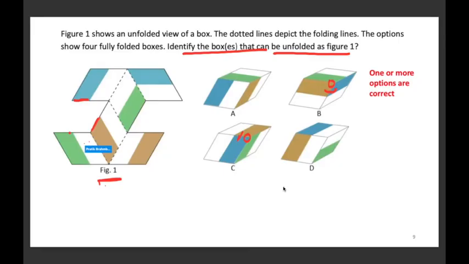If the green was in this position, it would have been correct. But it's not the case. So B and C are wrong.